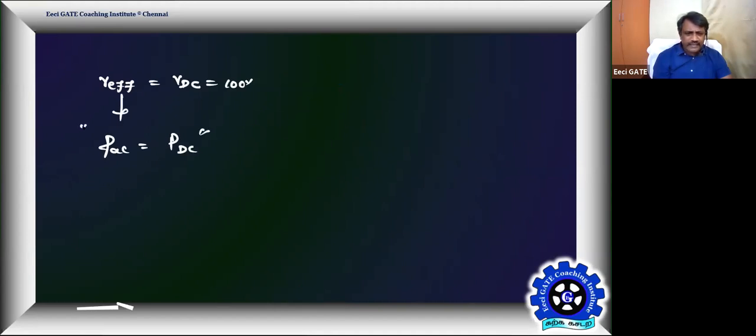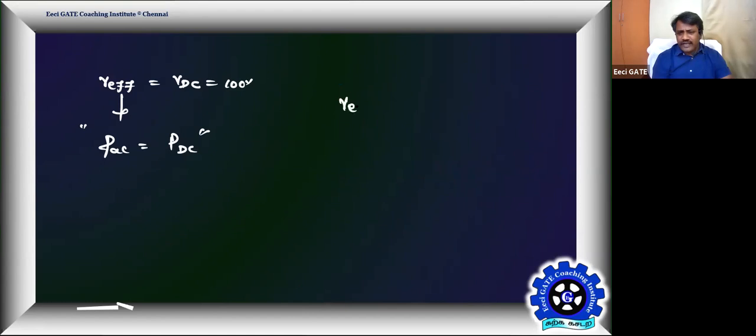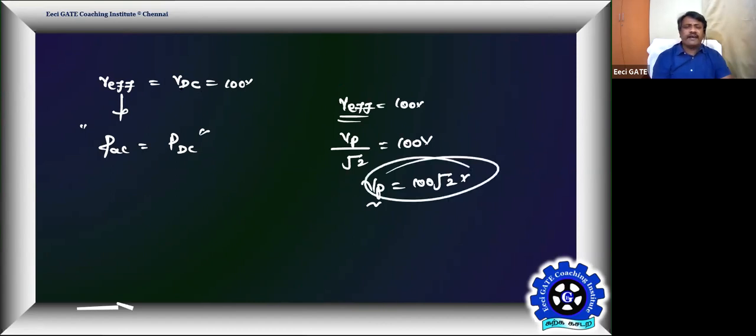All of you getting this point? Okay, so V effective of the AC source is equal to 100 volt, but V effective is equal to what? Vp by root 2. That is equal to 100 volt. It means if an AC signal has a peak value of 100 into root 2 volt, it will deliver the power like your DC source. That's what it means.